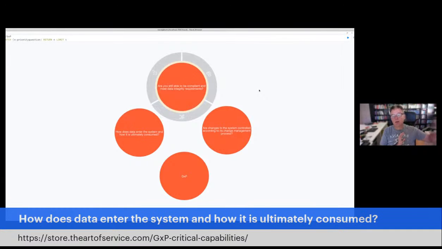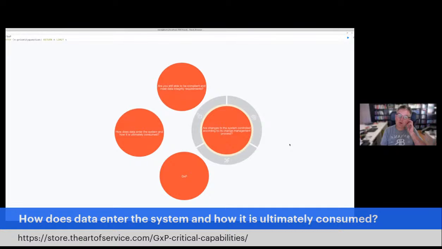So think about scenarios and cases, what could take place that your compliance would be undermined and your data integrity would be undermined as well. Are changes to the system controlled according to its change management process? Have a change management process in place that takes care of accountability, takes care of transparency, and makes sure that there's an audit trail in there, definitely.